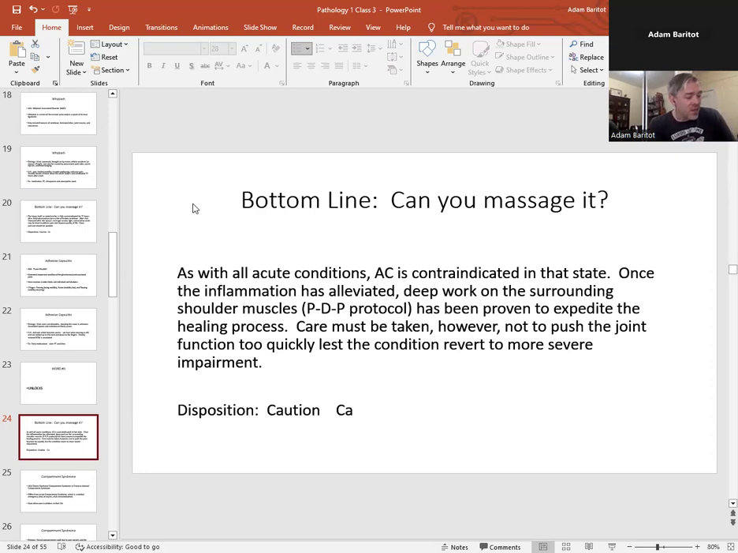Care must be taken, however, not to push the joint function too quickly, lest the condition revert to some more severe impairment. You may see videos online where someone like Dr. Ben Benjamin is forcing a stiff joint to move. He is a doctor. We are not. We will not stretch a joint further than its comfortable positioning. Therefore, this condition is considered a caution, CA, caution for range of motion, which we cannot encourage or facilitate.